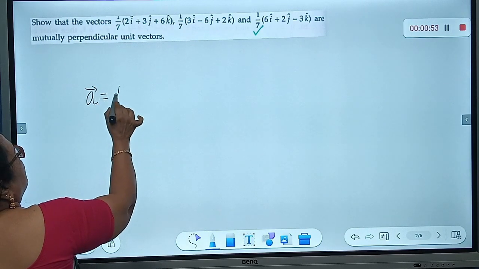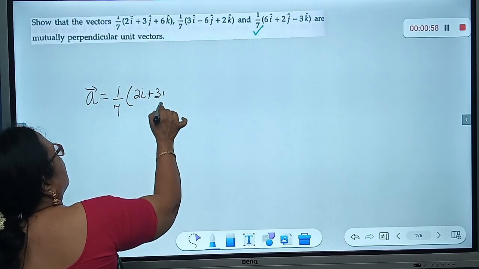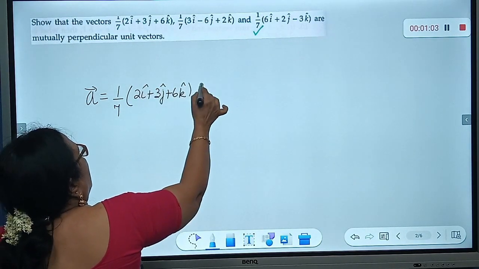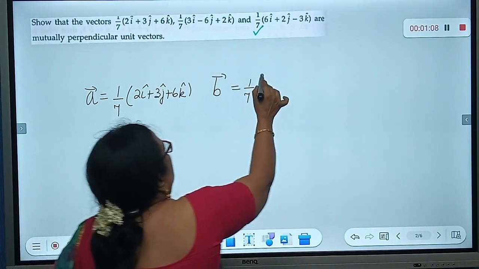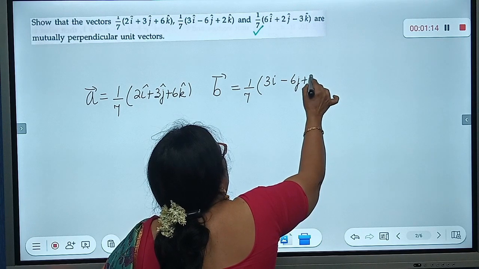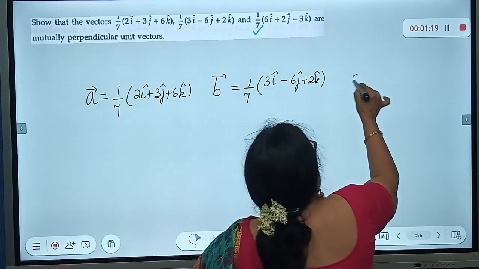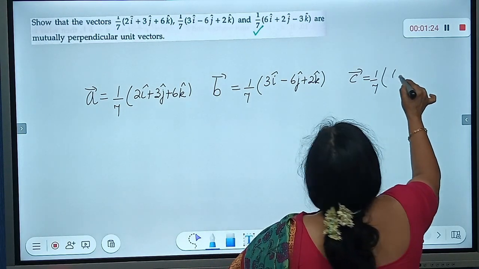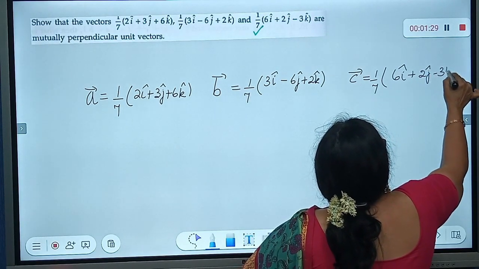A vector is 1 by 7 into 2i plus 3j plus 6k. And B vector is 1 by 7 into 3i minus 6j plus 2k. C vector is equal to 1 by 7 into 6i plus 2j minus 3k.